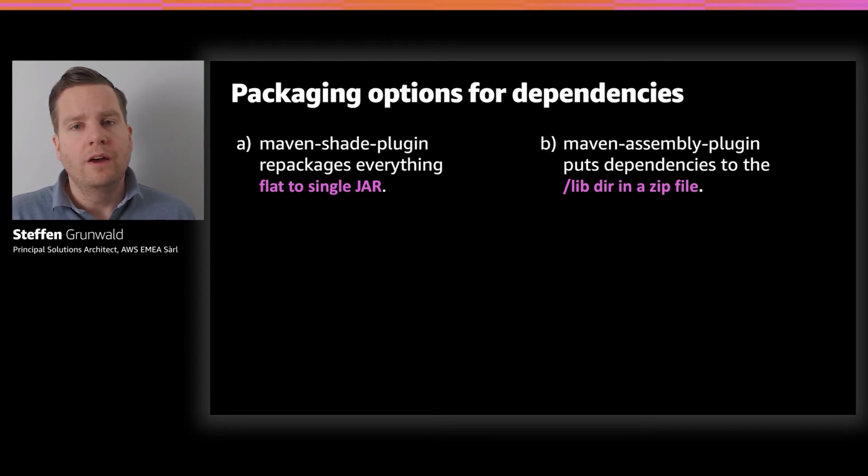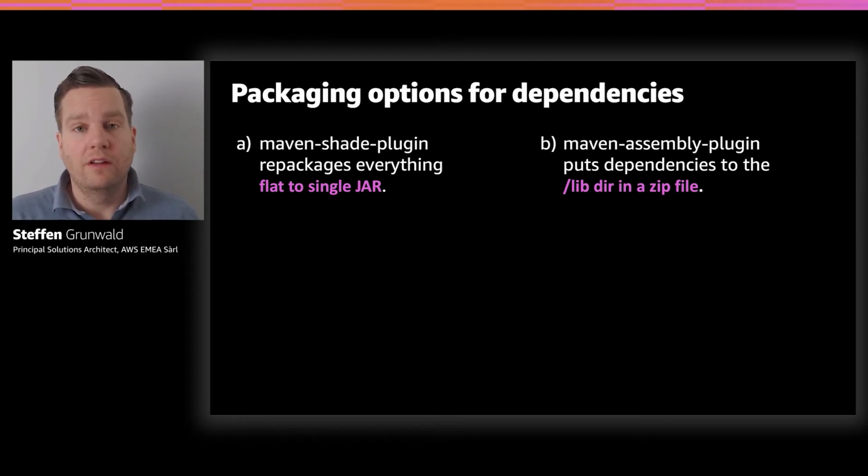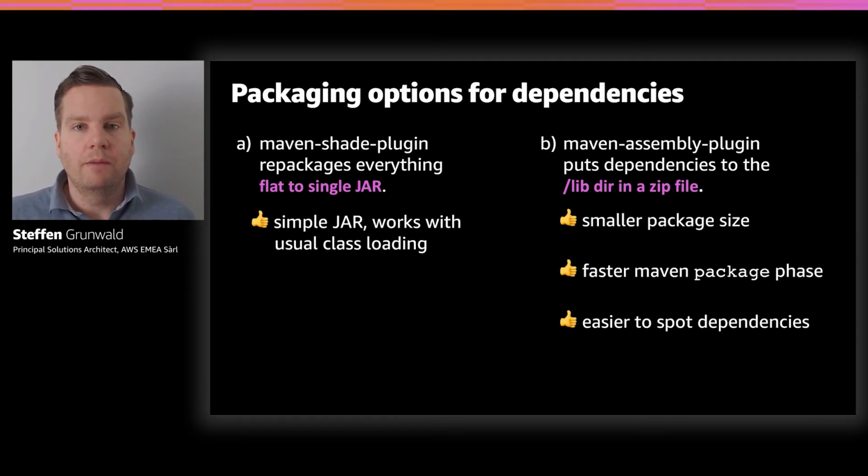Option A is you're creating a single flat jar that contains, of course, your application classes and also contains all classes from your dependencies. So all copied flat into the same jar. Option B is that you create a zip file that also contains your application classes but has one lib folder, and inside of this lib folder in the zip the jar files are directly put. Both have their benefits. I'm listing a few here.